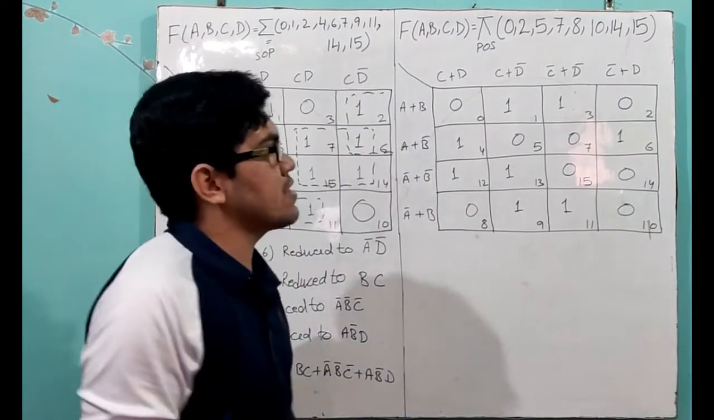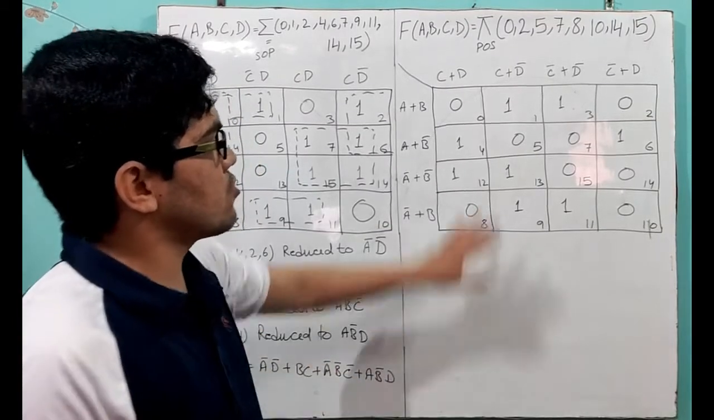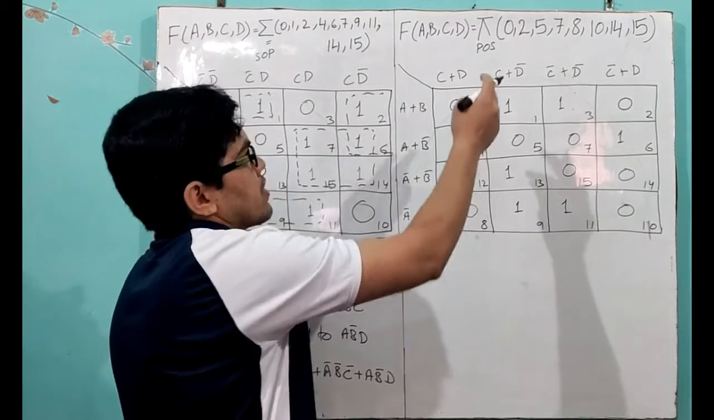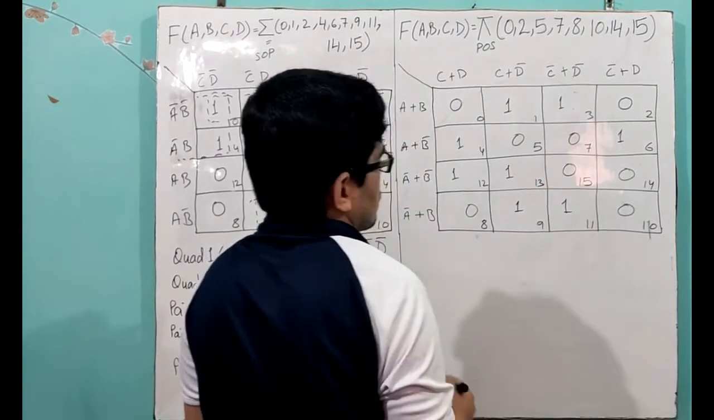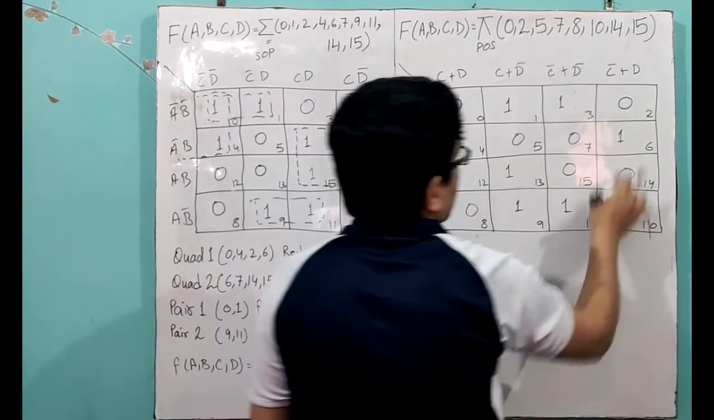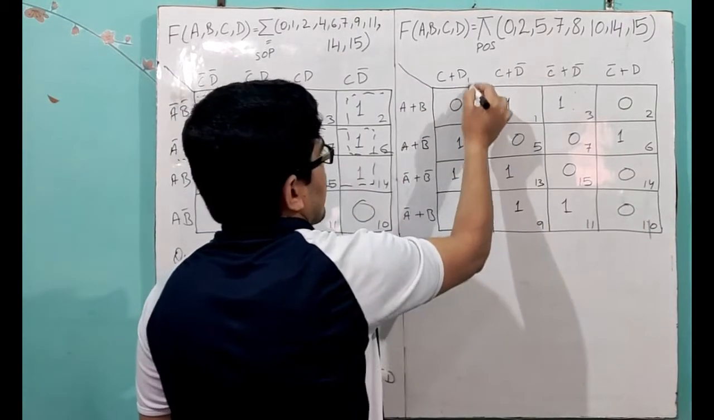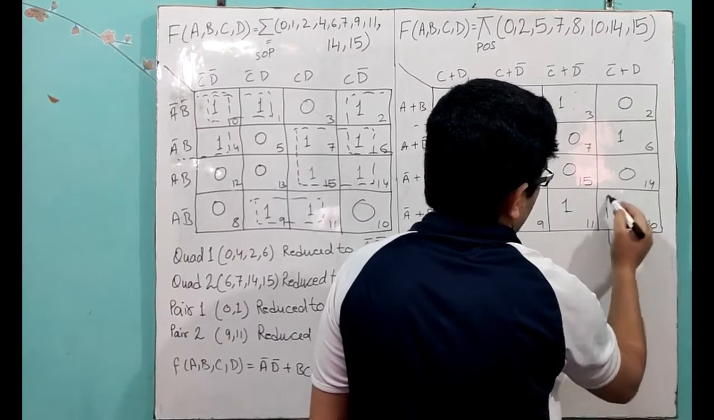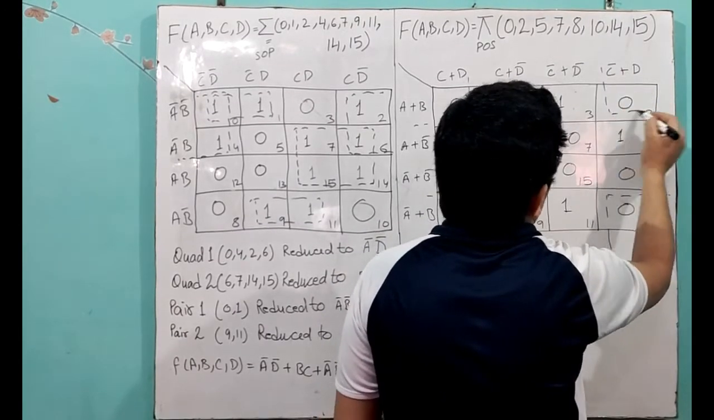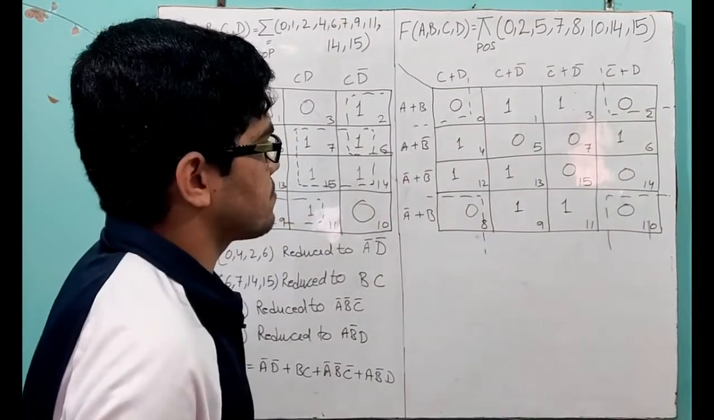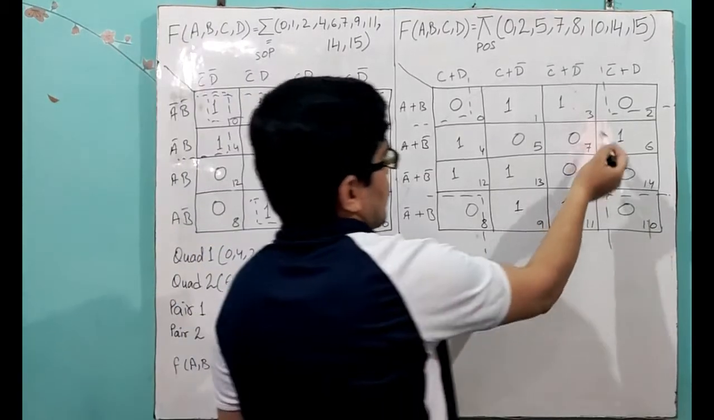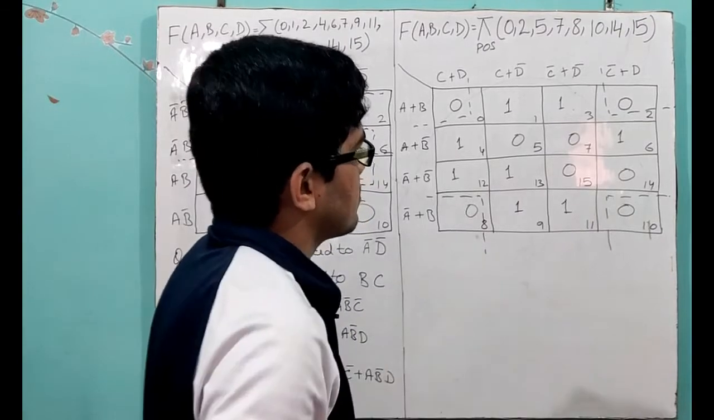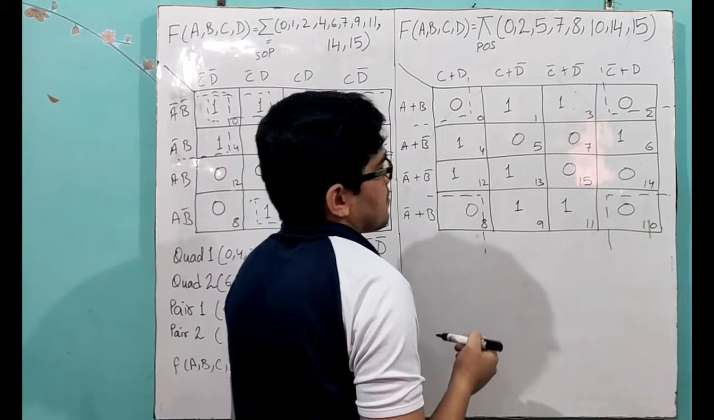Okay, now look at the quads. First we will see for the octets. There is no octet. Now look at the quads. So on the 4 edges we are getting 0. So these are making 1 quad. Okay. Now these 4 elements are left. These cannot make a quad. Then go with the pair.